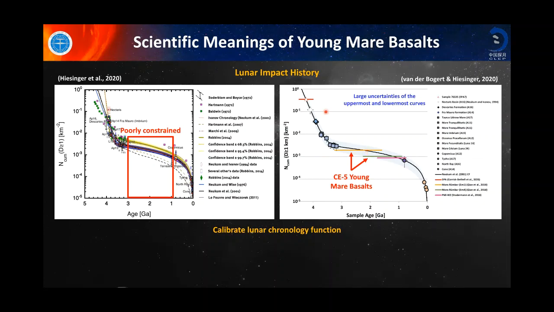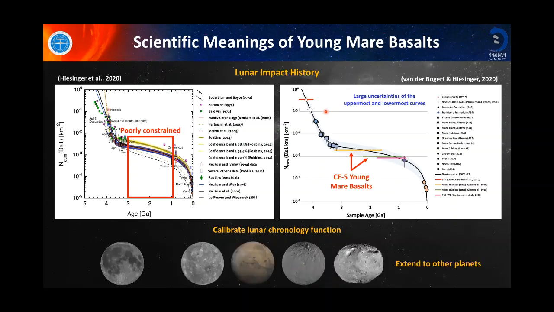Why is the lunar chronology function so important? Because this is our foundation to understand the surface ages of the moon. And the lunar chronology function is extended to other planets to understand their surface ages. So if we sample the young Mare basalts back, we can also know better about other planets.